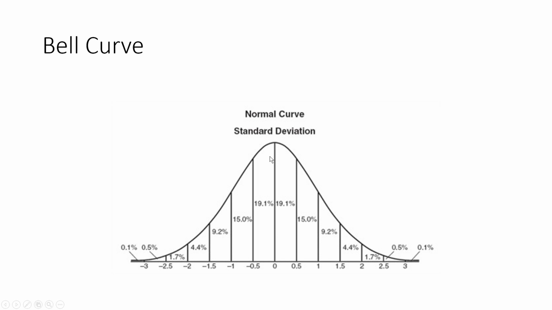So if a low standard deviation tells us that data will be close to the mean or the middle, a large one will tell us that data will be far from the mean. So that's pretty self-explanatory. I don't think I have to go into that.